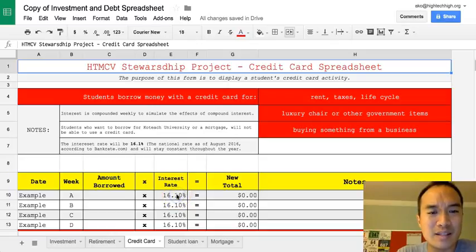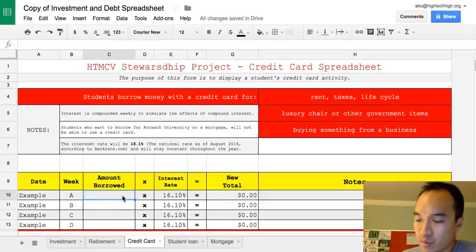Here's the easy thing about the credit card spreadsheet: the interest rate stays the same throughout the whole spreadsheet. So you won't need to go back and forth and check the interest rate. This will be only for credit cards. Student loan and mortgage will have different interest rates. So let's go through the scenarios.